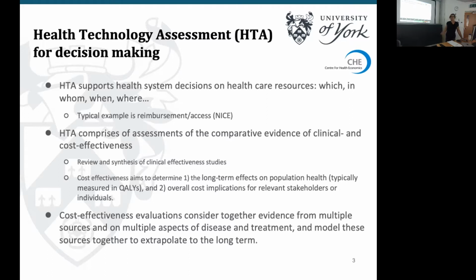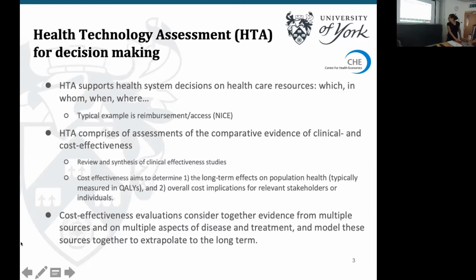The cost effectiveness component aims to determine, from the typically short-term, limited outcomes of relative effectiveness evidence, the long-term effects on population health, which are typically measured in quality adjusted life years. So as you can see, it combines life expectancy with morbidity. And then the second component, as the name cost effectiveness implies, determines the overall cost implications to relevant stakeholders, which might be health systems and patients in particular.